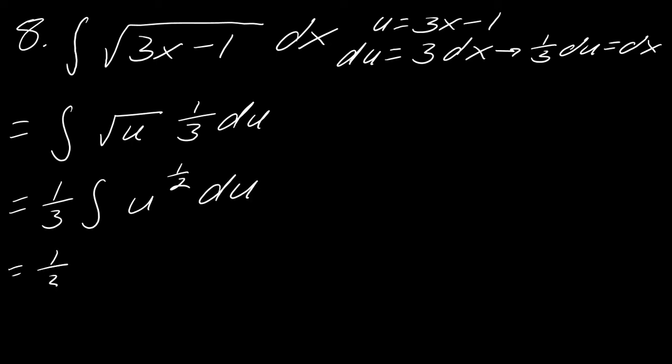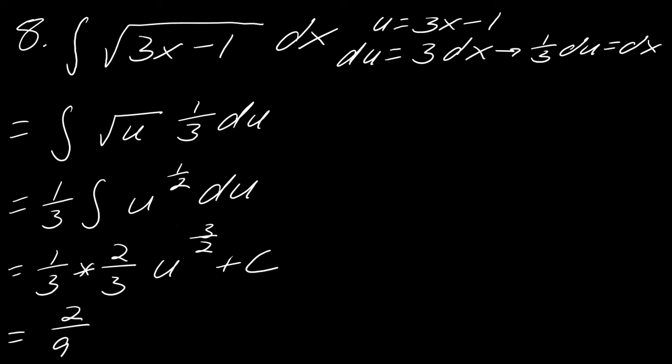So this will be 1/3 times 2 u, oops, sorry, messing this up a little. Okay, so the exponent on this is 3/2, so that means it's going to be times 2/3, and then all that plus c. So then this becomes 2/9 (3x minus 1) to the 3/2 plus c, and so that would be your answer.